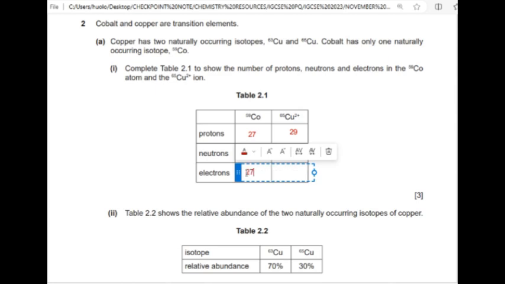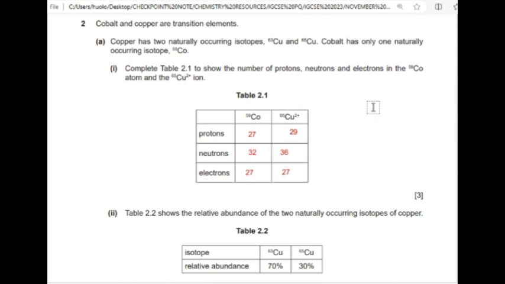Number of electrons 27. However, this is a plus 2 ion for copper. Plus 2 ion means that it has lost 2 electrons, such that it has 2 more protons than electrons. So you take away 2 from the number of protons and you get the number of electrons. That makes it an ion. So 27 it is.